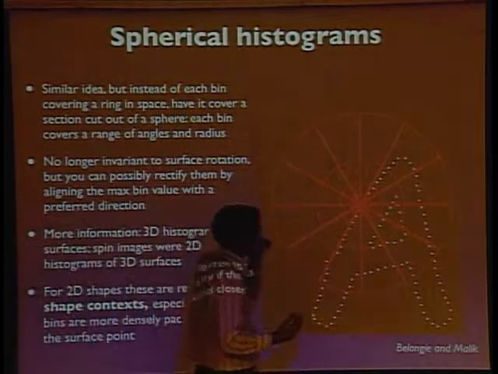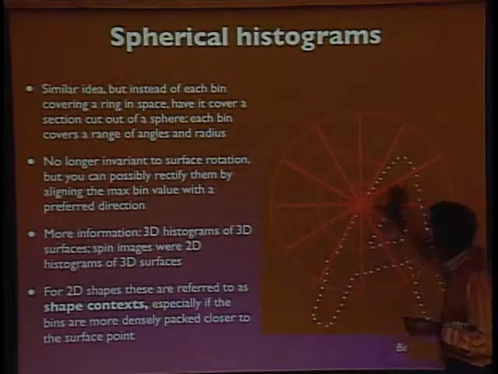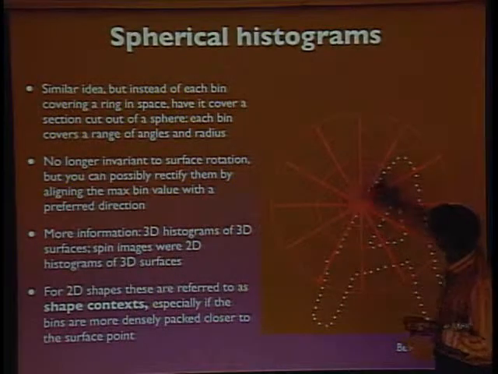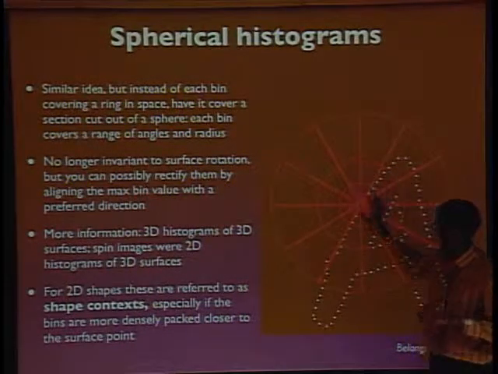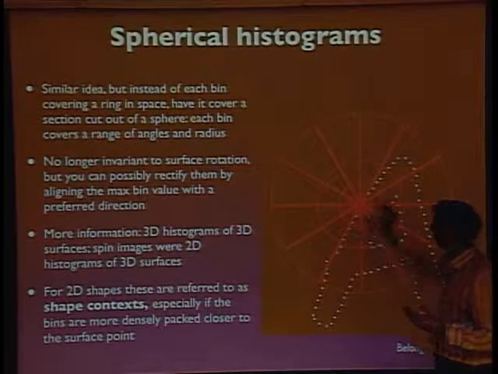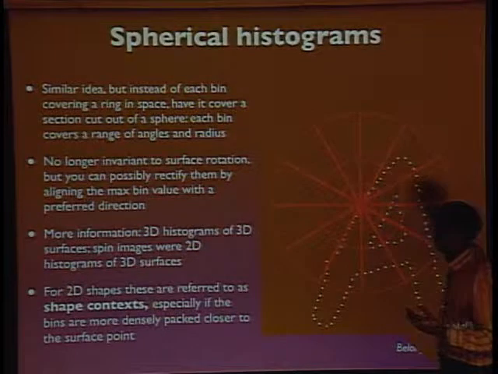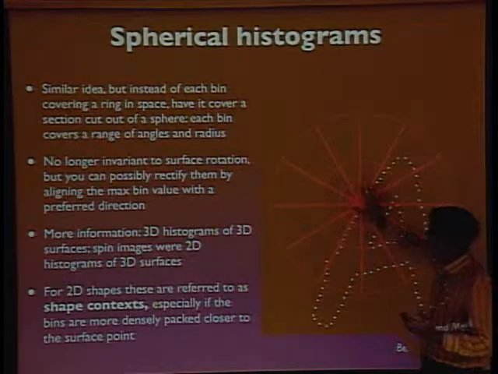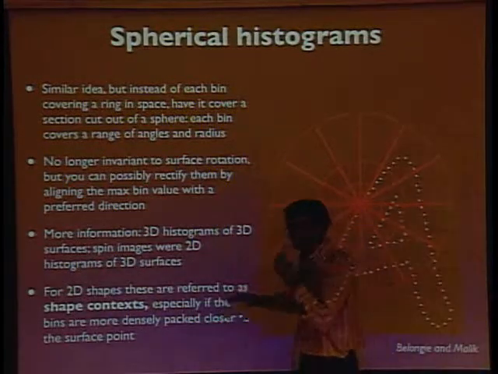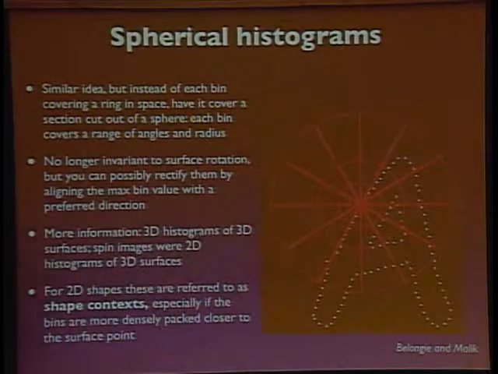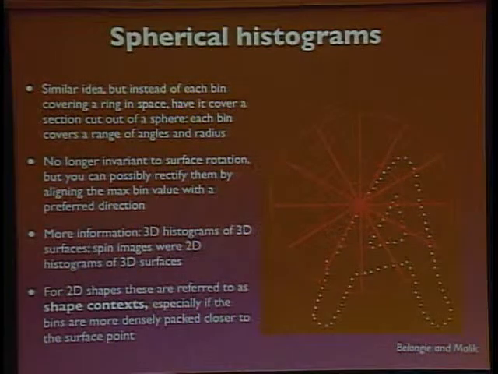And that should be obvious, because if you rotate the letter A, all the points end up in different bins, and you don't really have a good mechanism for determining what the zero bin should be, or in other words, rotating the entire set of spherical bins to go with it. These are called shape contexts, especially in 2D.